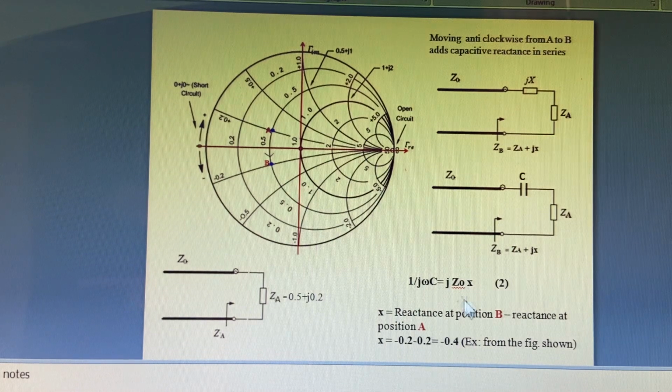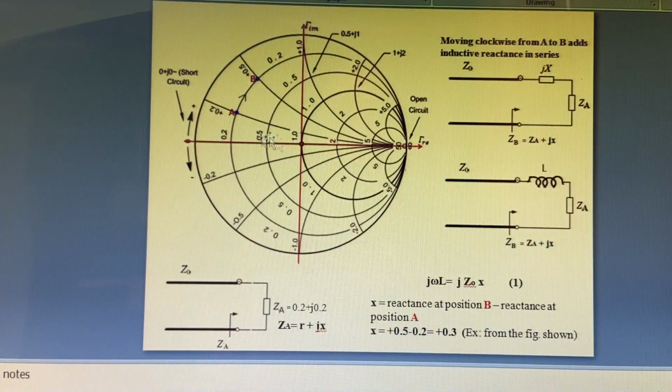We have to put that value in this equation, and you will get the value of C. Again, here omega is 2 pi f. So, moving on the resistance circle in the anti-clockwise direction adds a capacitor like this. To find the value of C, we have to do it like this.